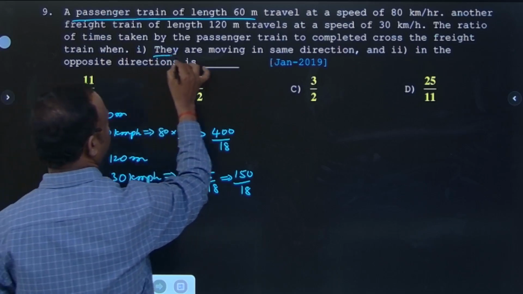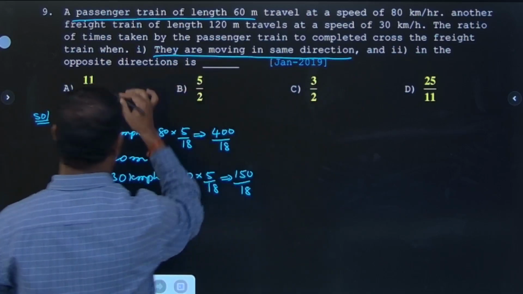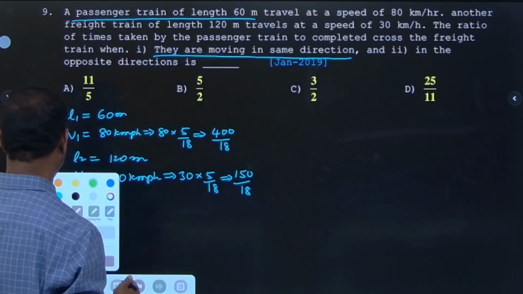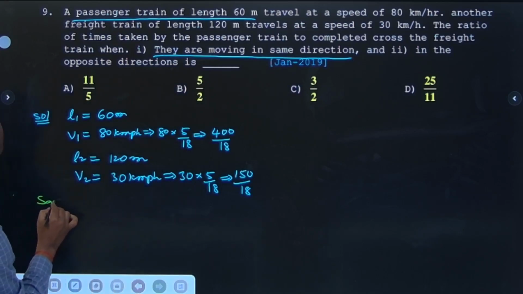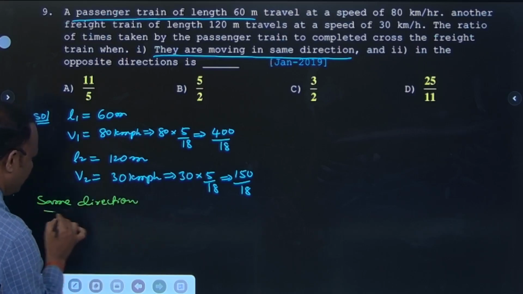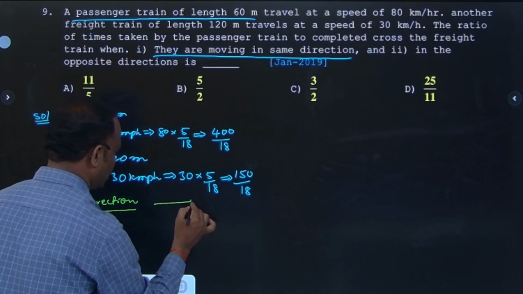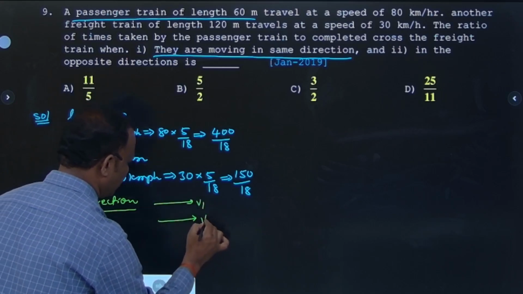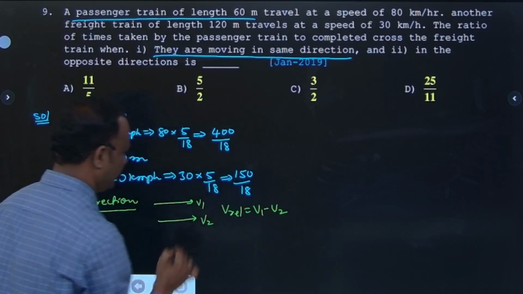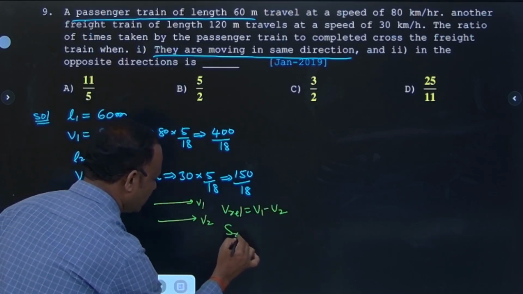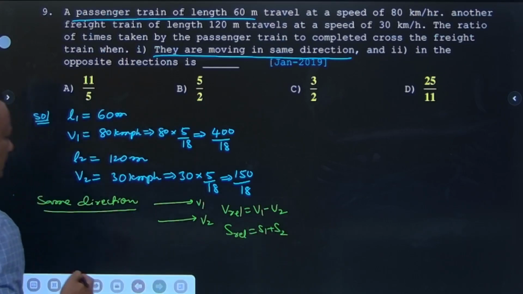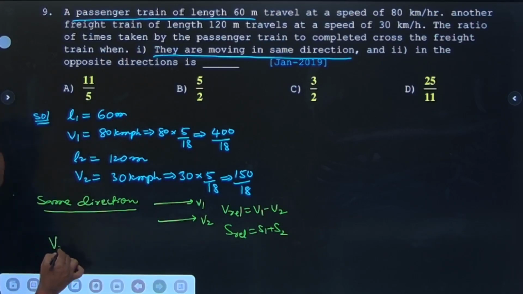The first case is they are moving in the same direction, and the second case is they are moving in the opposite direction. First I am talking about the same direction. When the first one has speed V1 and the next one has speed V2, V relative is V1 minus V2, and S relative is S1 plus S2, that means L1 plus L2.